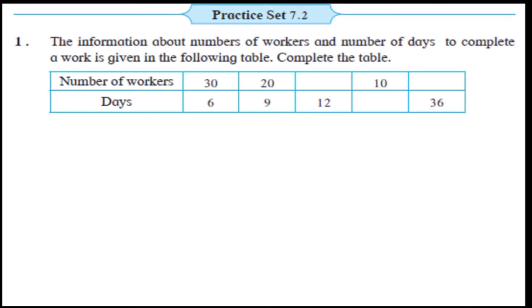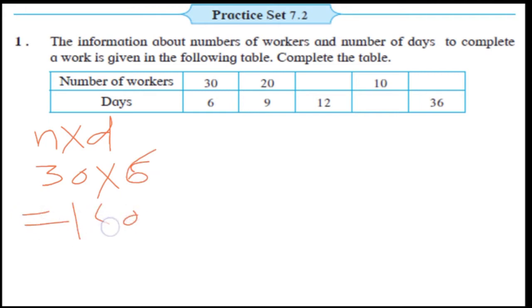It is not direct variation. For inverse variation, n multiplied by d should be constant. If n multiplied by d is constant, then it is inverse variation. N is 30 multiplied by d is 6 is equal to 180, 6 3s are 18, 180. Second, n is 20 multiplied by d is 9, 20 9s are 180. Means n multiplied by d is constant. Therefore, the given variation is inverse variation.